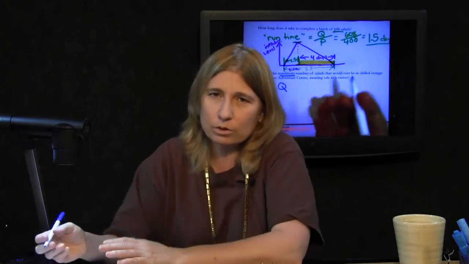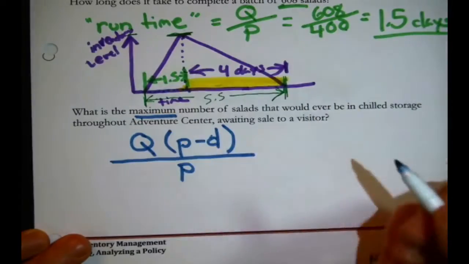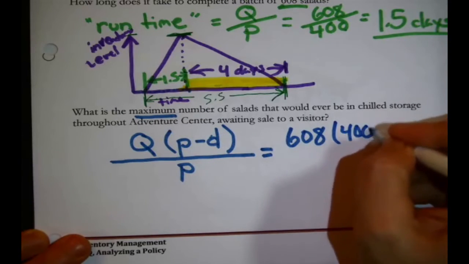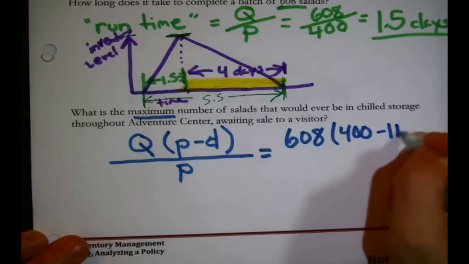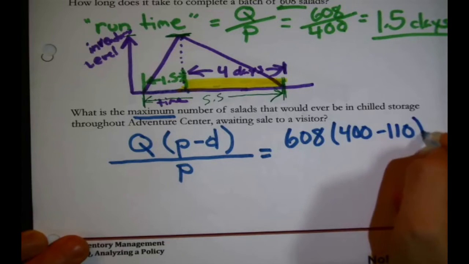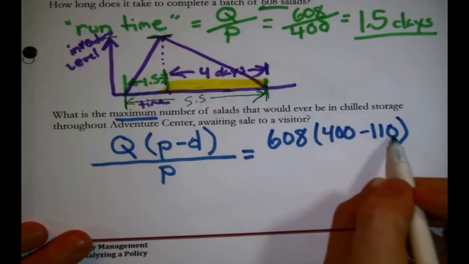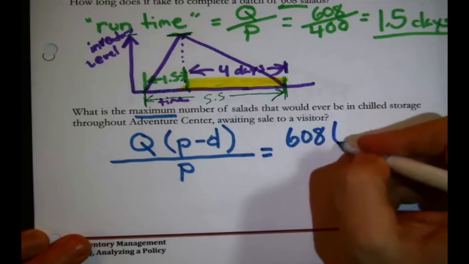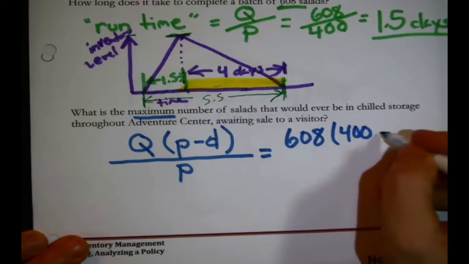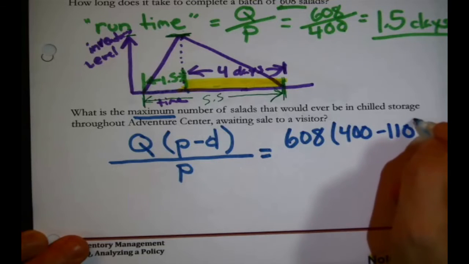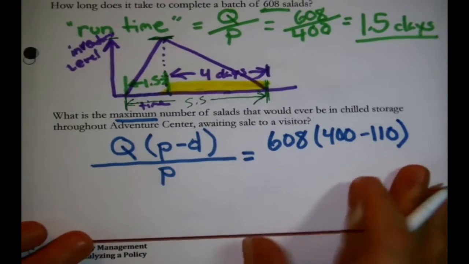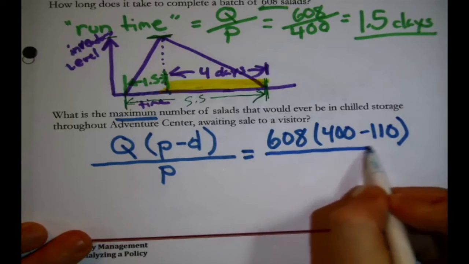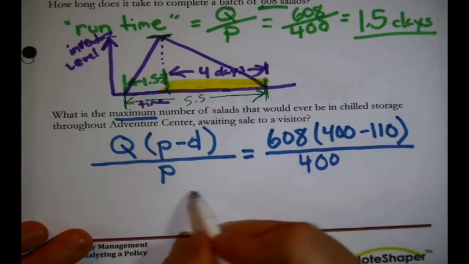That means that, and that's the origin of this formula, maximum inventory isn't simply Q, it's Q times (P minus D) divided by P. This extra part in here is taking into account the customers that are eating the salads even before we're done with the batch size. Oh, all right. Well, anyway, fill it out. 608 times (400, the production rate, minus, as we had learned in scenario 2A, that the customers were basically buying these at a rate of 110 per day. So there's the D), and then the whole thing's divided by 400.